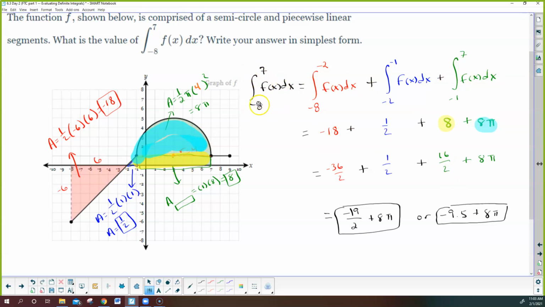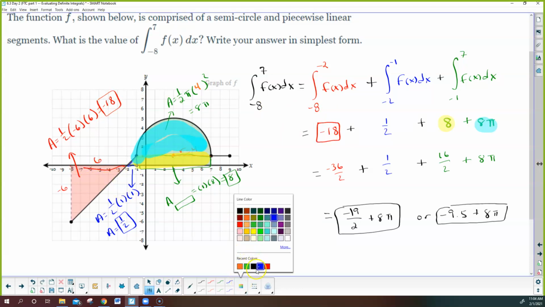So overall problem was find the area under the curve from -8 to 7, right? So that's this whole area. And notice, if I split it up, I have from -8 to -2, and that's the red triangle. Now that red triangle is negative, right? Because it's below the x-axis, so we get a -18. Nothing super crazy there. It's just the area of a triangle.